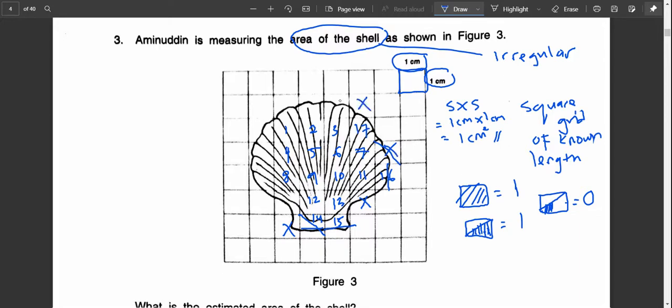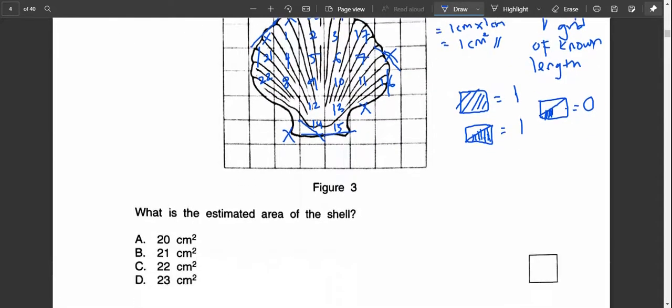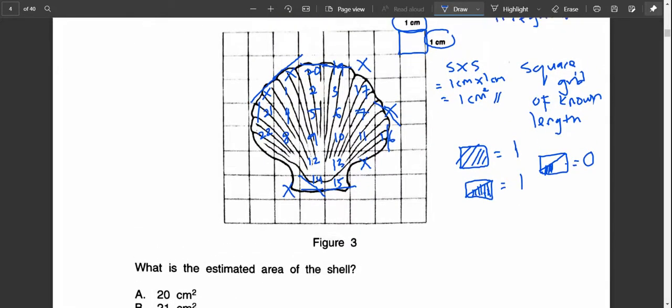This one is not. This one is definitely more than half, 19. More than half, 20. This one is actually less than half, so don't consider that one. This one is also less than half, we don't consider it. This one is more than half, so 20. And then 22. So altogether, the estimated area is 22.